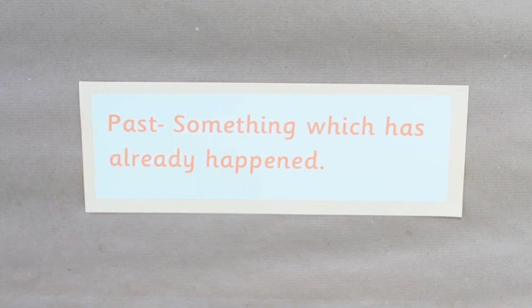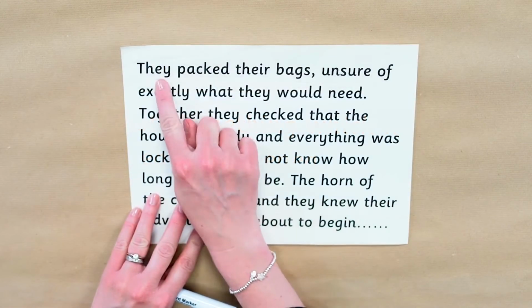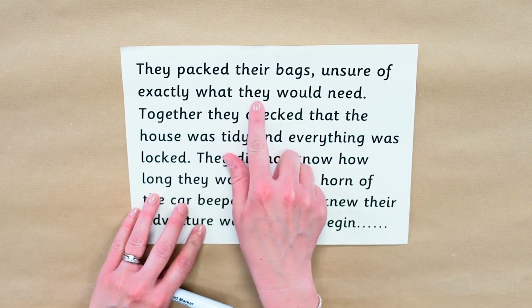The past tense, something which has already happened, something which is in the past. Much of the narrative we read in books and the writing we will ask the children to do will be in the past tense, as they're reading about or describing events which have already happened for the characters in the story. They packed their bags, unsure of exactly what they would need.